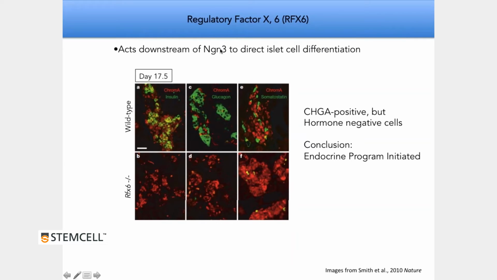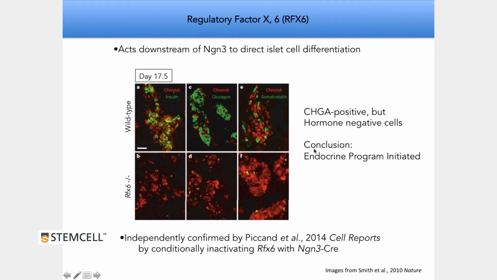So this was independently, just to point out, confirmed 2 years ago by another study showing that conditional inactivation of RFX6 in the mouse results in the same phenotype. In humans, RFX6 mutations result in a syndrome called Mitchell-Riley syndrome.